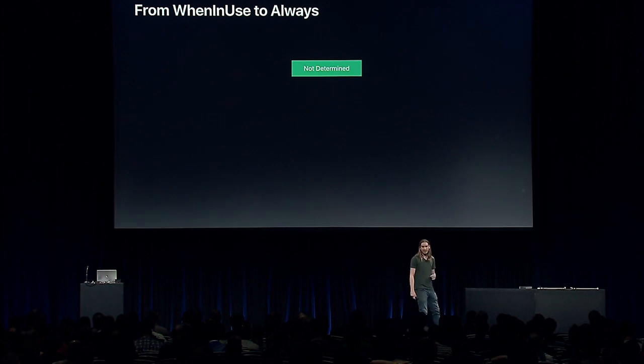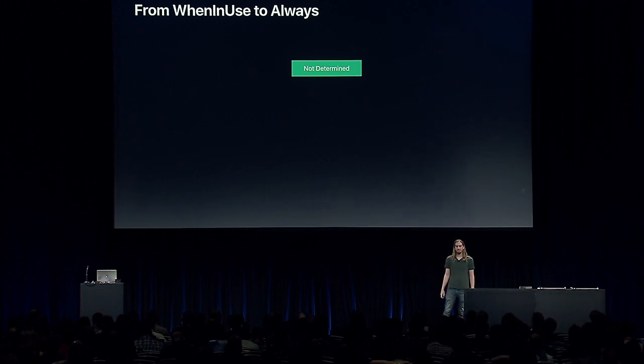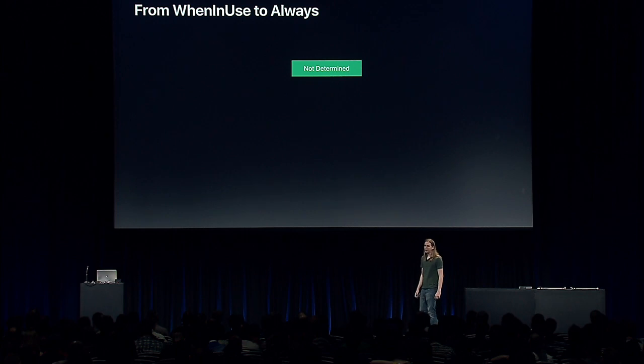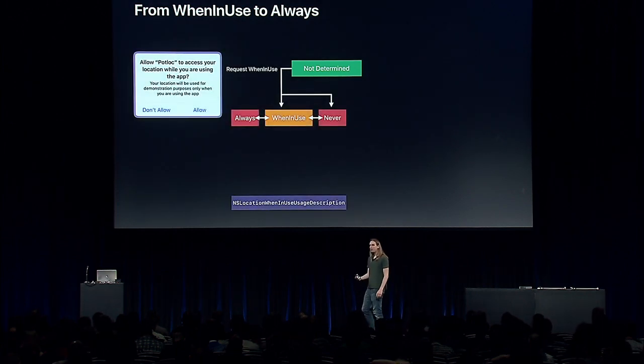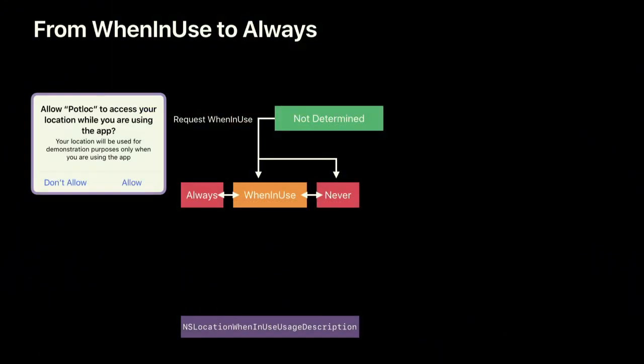Let's see how that works. So, when the user first launches your app, you'll have an undetermined authorization state. From here, you can request either when-in-use authorization or always authorization. Let's see what happens if you request when-in-use authorization. Core Location will display our when-in-use authorization prompt using your when-in-use usage description in the body of the alert. Depending on the user's choice, you'll end up with either when-in-use authorization or no authorization at all.